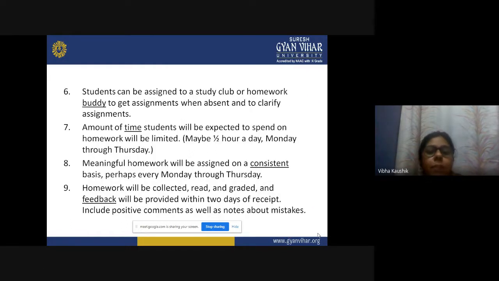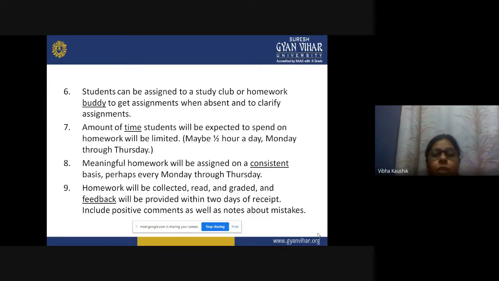Now, students can be assigned to a study club or homework buddy to get assignments when absent and to clarify assignments. Now, what is that? That we can form a study club or homework buddy so that those students who are on leave today can know what assignment was given by the teacher for today, and to clarify assignments if they need any clarification, if they have any doubts that they want to clarify, they can contact that club or the homework buddy group to get some clarification.